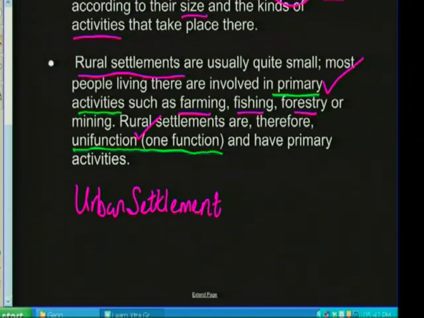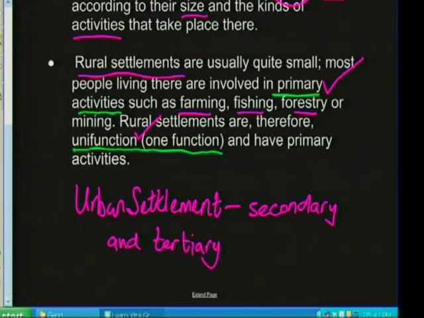as opposed to a rural settlement, is therefore associated with secondary and tertiary activities. Let's think of some examples. Remember, any secondary activity in an economy deals with the manufacturing and processing of raw materials. So in order for urban settlements to occur, rural settlements need to perform their unifunctional activities of forestry, mining, and fishing. Once these activities are performed in a rural settlement, an urban settlement then processes these raw materials.